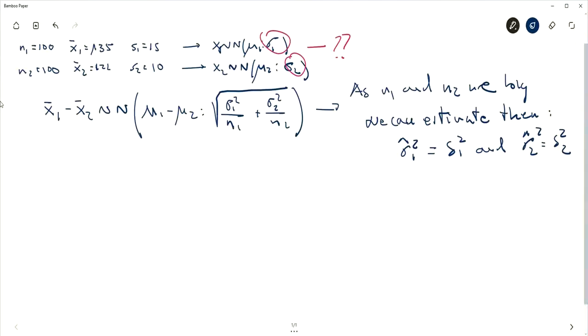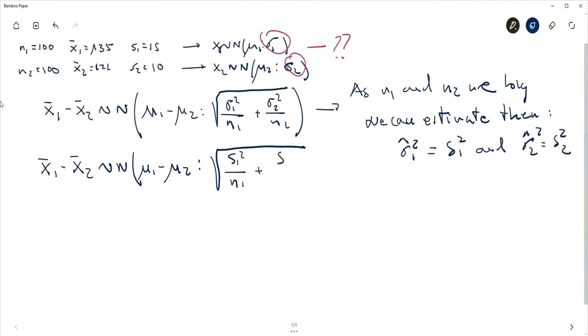If we apply that to our numbers, we have that the difference between sample means is going to follow a normal distribution with the difference between expected values that we don't know, and we want to estimate a confidence interval for this value, and with the standard deviation that is going to be the square root of 15 squared divided by 100 plus 10 squared divided by 100.